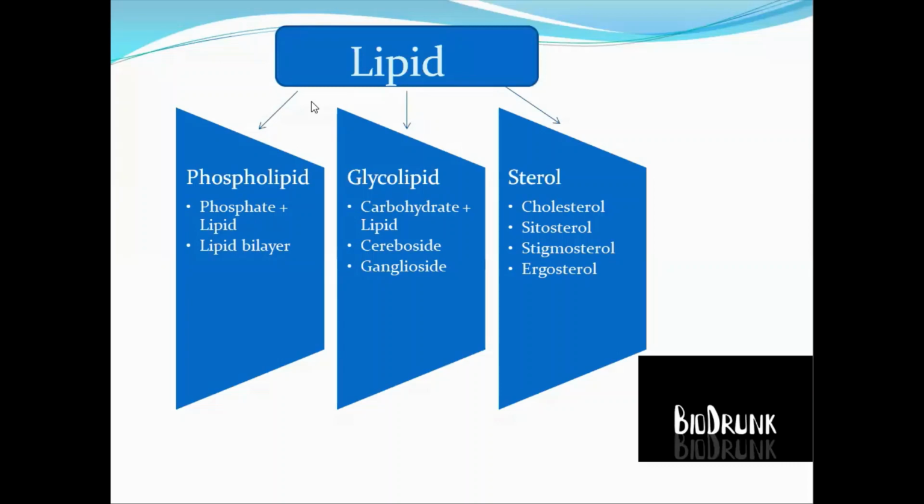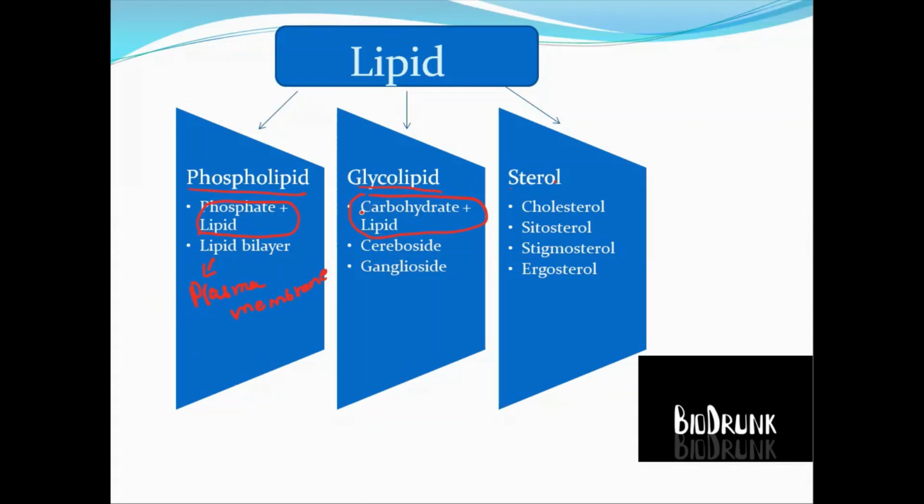Now, when this lipid is linked with a phosphate, it forms phosphate plus lipid, which is phospholipid. If it binds with a carbohydrate, it forms glycolipid, and one is steroid. So where do you find this phospholipid? You find it in the lipid bilayer, or in more detail, in the plasma membrane. In one of the videos, the plasma membrane is already dealt with, in which the detailed explanation of the lipid bilayer according to the plasma membrane is already given.